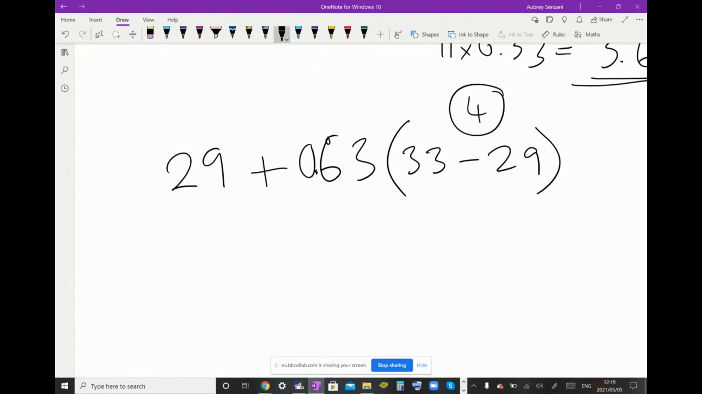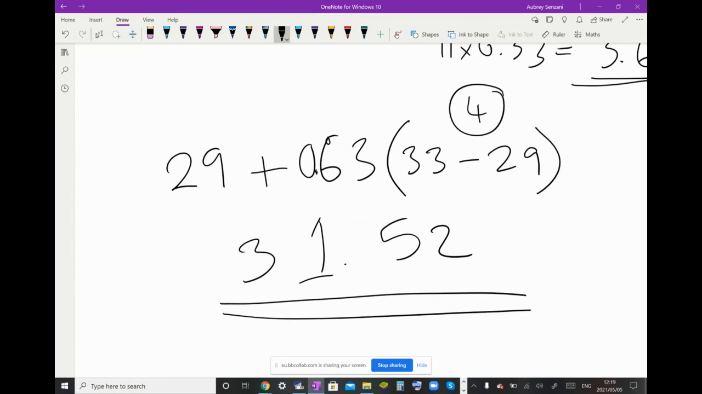Okay, then 0.63 times 4, what do we get? 2.52 plus 29, what do we get? 31.52. So what is this telling us? What is the interpretation of the information in front of us?